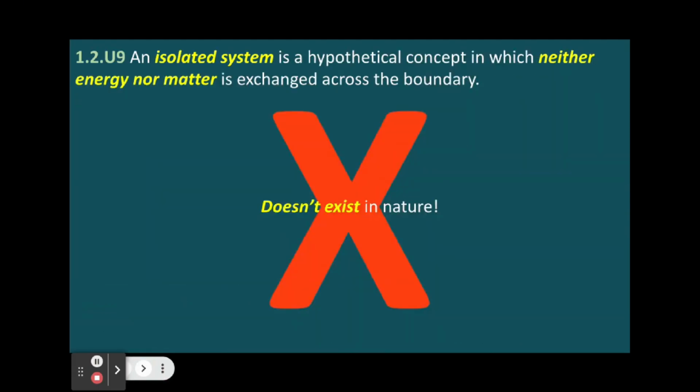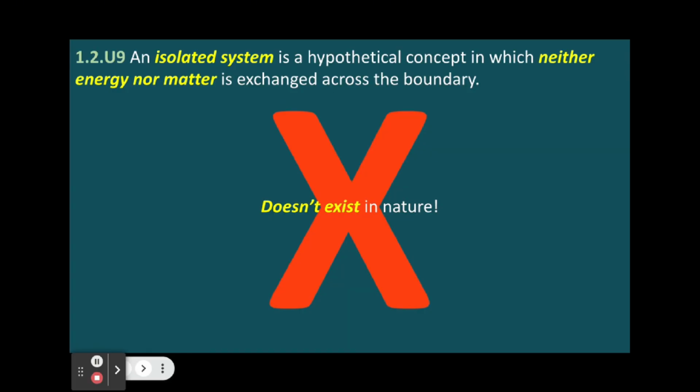A closed system exchanges only energy across its boundaries with its environment, but not matter. For example, a terrarium is a closed system because it receives inputs of light energy from outside, but does not exchange any matter with outside.